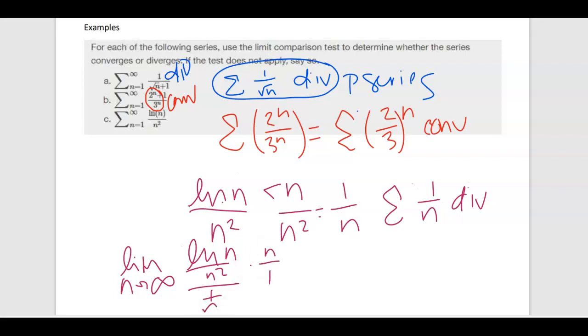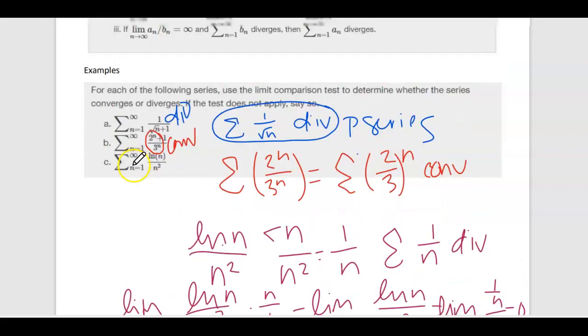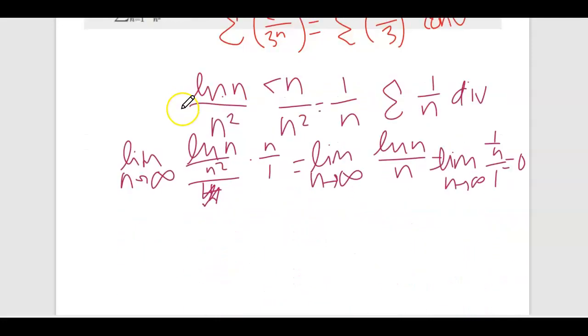I'm going to multiply by the reciprocal. I end up getting the limit as n goes to infinity of natural log of n over n, since those cancel. I can use L'Hopital's rule, and that's going to end up going to 0. Well, let's check our rules. What did it say if it goes to 0? If it goes to 0, then only if b sub n converges, then a sub n converges. So that's not going to be helpful. That's going to be indecisive there.